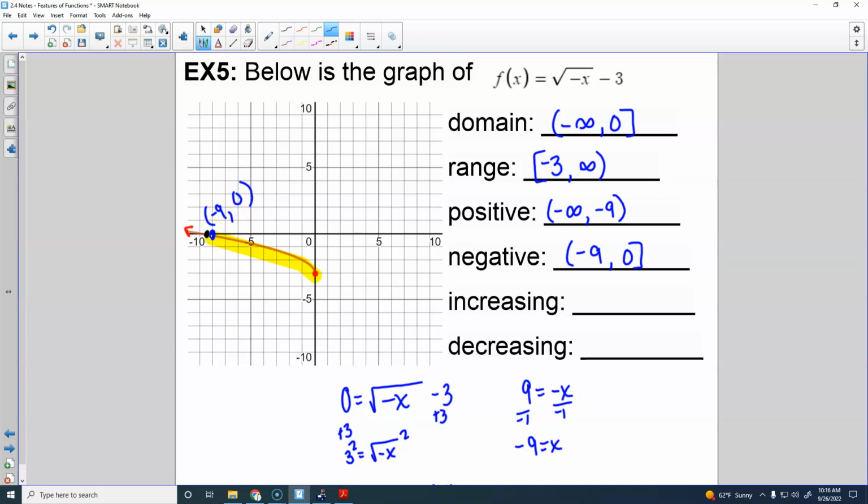Okay, square roots, a lot like logs and exponentials, are either always increasing or always decreasing. Which one is this? Decreasing. So decreasing, we're just going to take whatever the domain was, we're going to put it down here for decreasing. So negative infinity to 0. And we would have none for increasing.